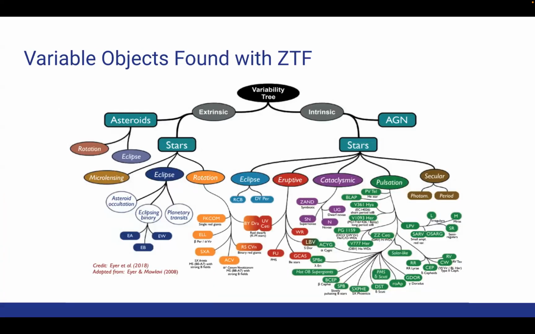This is just a cool chart that has a taxonomy of all the different variable objects that have been found with ZTF. One important thing to note is that 45 ultra compact white dwarf binaries have been found. And a couple of slides later, I might explain why our group found that to be interesting.